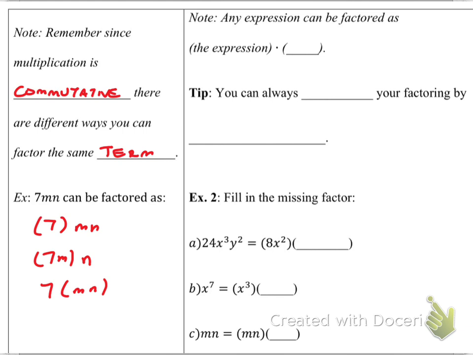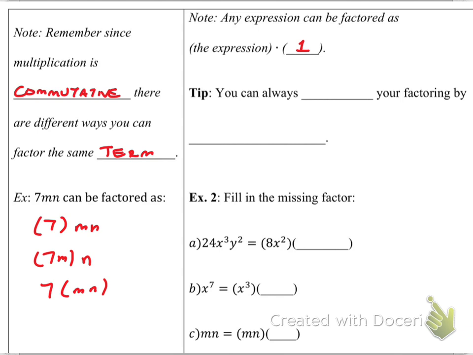But just keep that note about commutativity. We know that with multiplication, because we might have to see that later. Any expression can be factored as that expression times 1. Okay, it's what we would call the trivial factor. So it's not that interesting, but just note we can always do that if we need to get a product of two or more things.